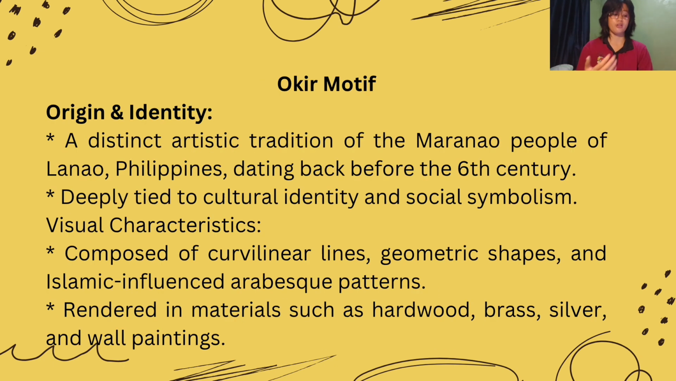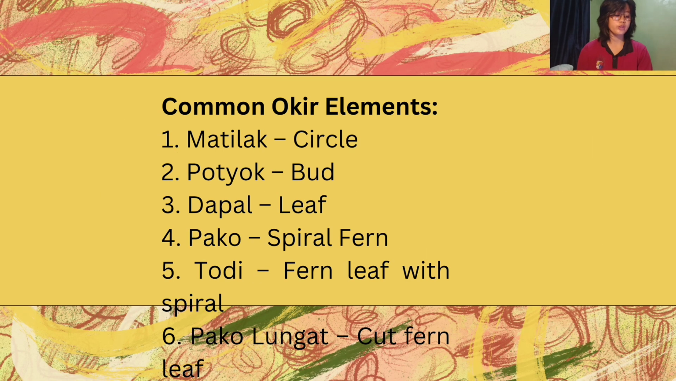The next is the Okir motif. It is a traditional design from the Maranao people of Lanao since the 16th century. It is made of curved lines, shapes, and Islamic-style patterns. It is common in wood, brass, silver, and wall decoration. Some Okir motifs are matiq, which is a circle, and pako rabong, which is a spiral fern.